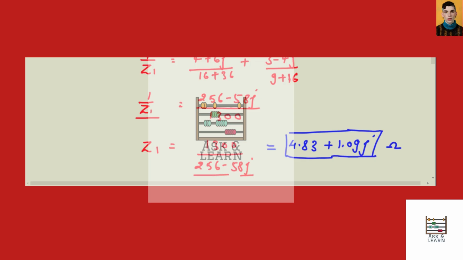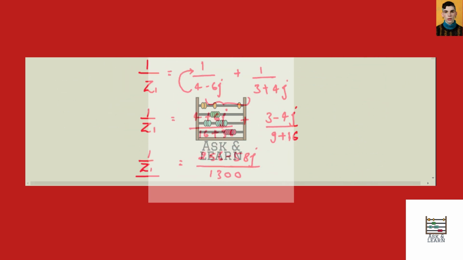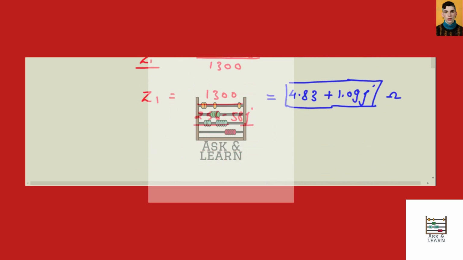Now, as you can see, one resistor is left out, so I'm just writing it over here. The equivalent circuit will look something like this. This is our resistor, and this is our Z1, which is 4.83 plus 1.09 J, and this is our 2 ohm. Now I'm just finding the equivalent of these two, so just add them.